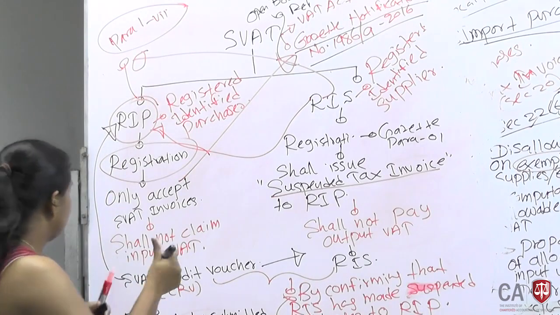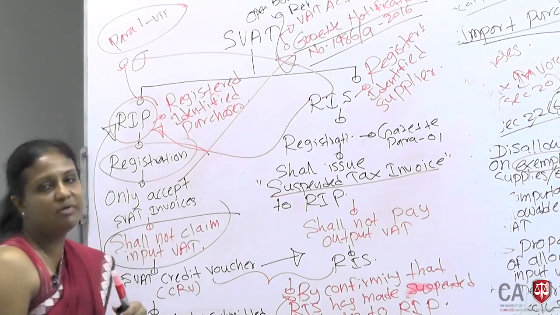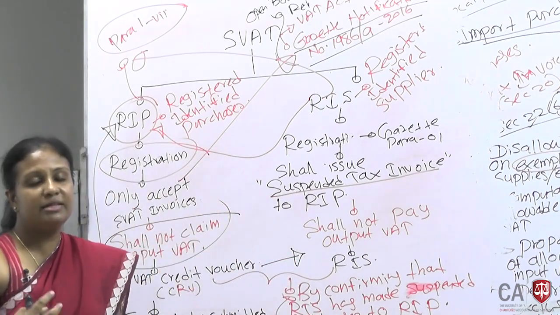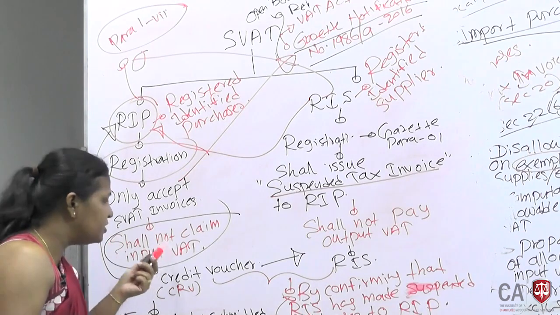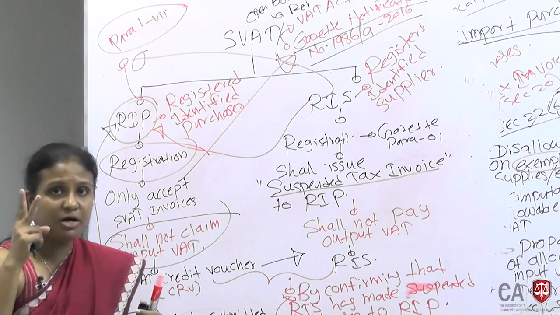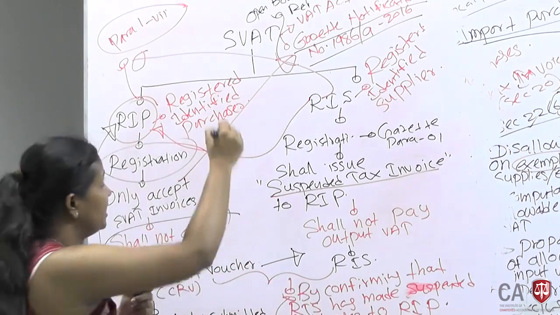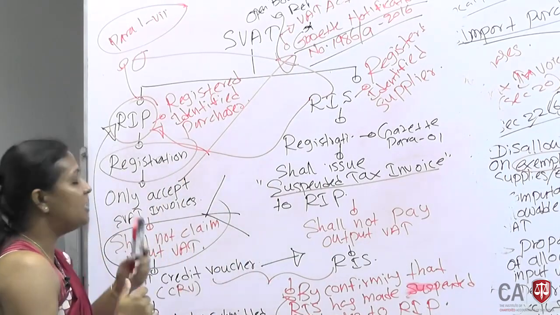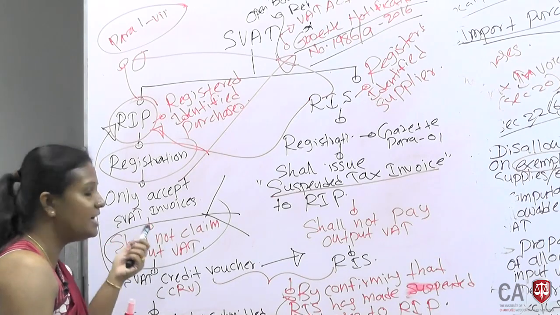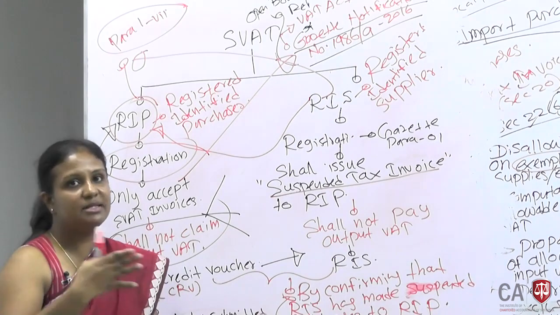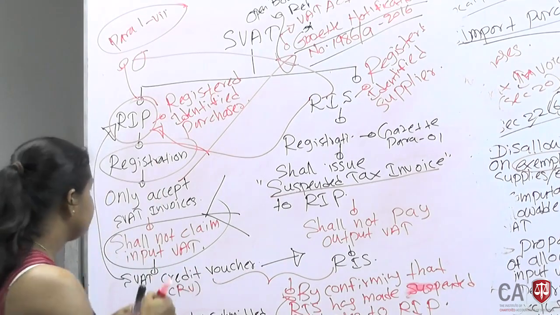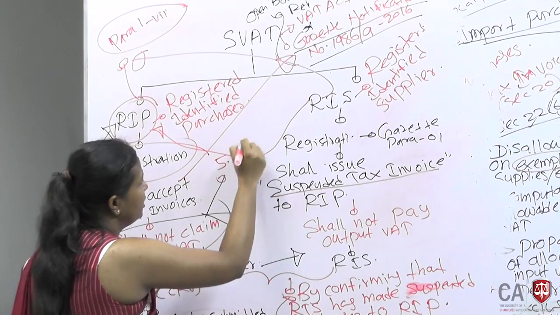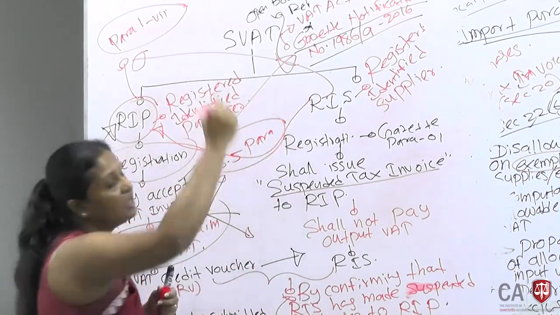Now, I have mentioned that the RIP shall not claim input VAT in all those circumstances. In this position, he cannot claim the input back. But there are two situations given in the gazette notification here, very important. What are these two circumstances in which the RIP can claim input back? This was tested again in the 2017 or 2016 papers. What are those two circumstances mentioned in para 5.5 of that gazette notification?